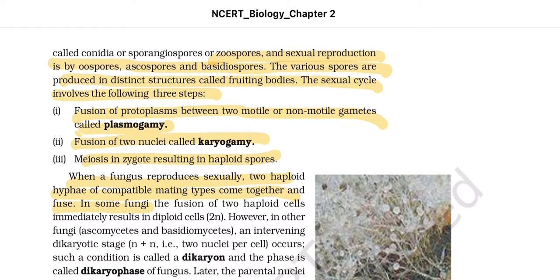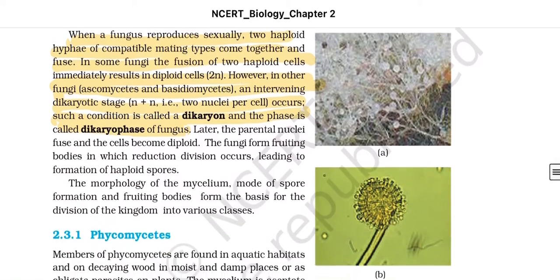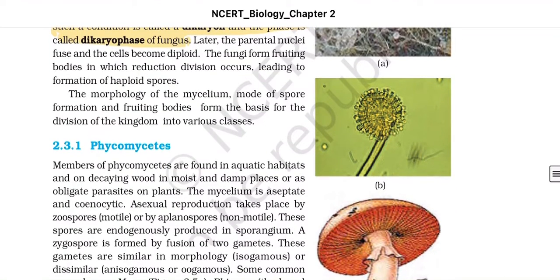In some fungi, the fusion of two haploid cells immediately results in diploid cells, 2N. However, in other fungi, the ascomycetes and basidiomycetes, an intervening dikaryotic stage, that is N plus N, for instance two nuclei per cell, occurs. Such a condition is called dikaryon and the phase is called dikaryophase of the fungus. Later, the parental nuclei fuse and the cells become diploid.